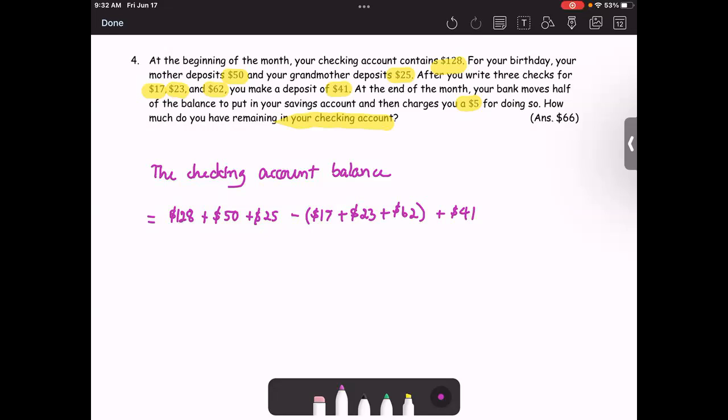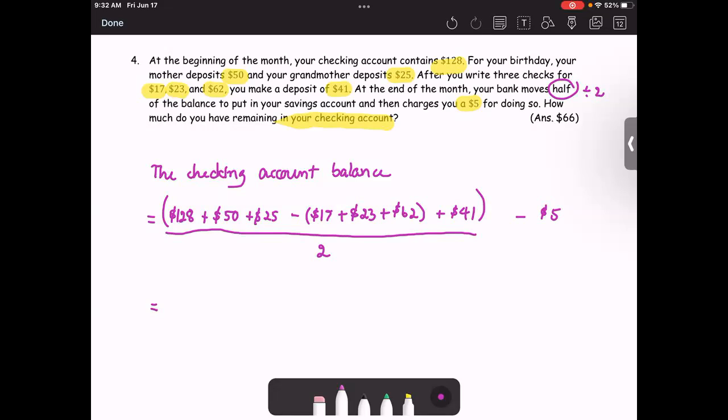At the end of the month, your bank moves half of the balance. That means half of the whole balance here, divided by 2. That means we divide by 2. And then charges you $5 for doing so. Charges you, that means you lose $5. At the end of the month, how much do you have left in your checking account?